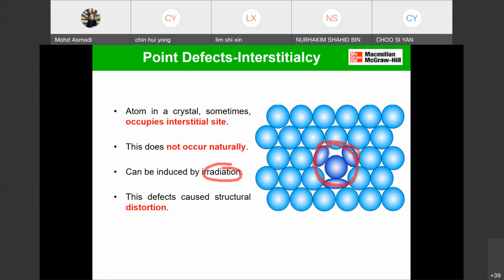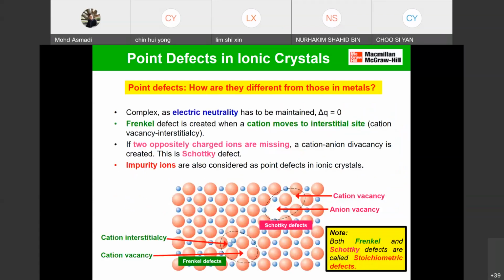So another point defect, as I told you, is in ionic crystals: Frenkel and Schottky. Okay, you have to know that one. What's the purpose of these ionic crystals, the cations and vacancy? If you look at here, that's another type of point defects. How are they different from those in metals, right? Actually, they want to maintain the neutrality. You have two plus two, right? So you need -1 and -1, so that it becomes neutral.